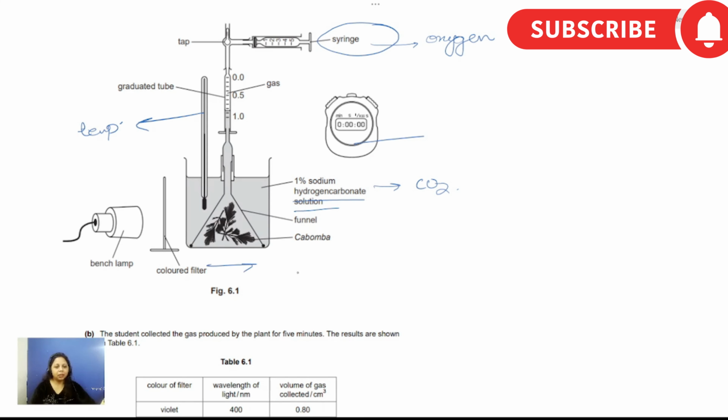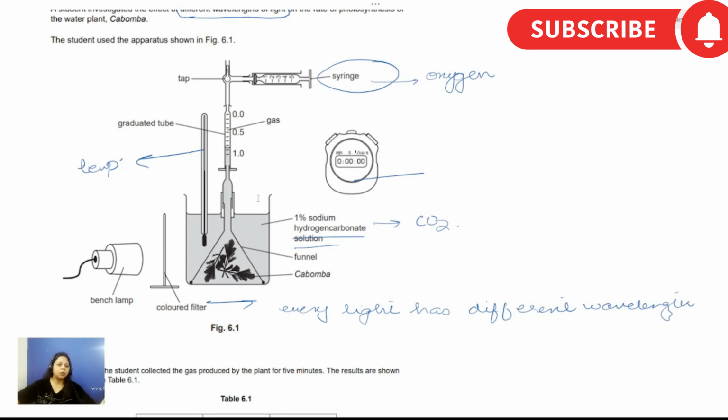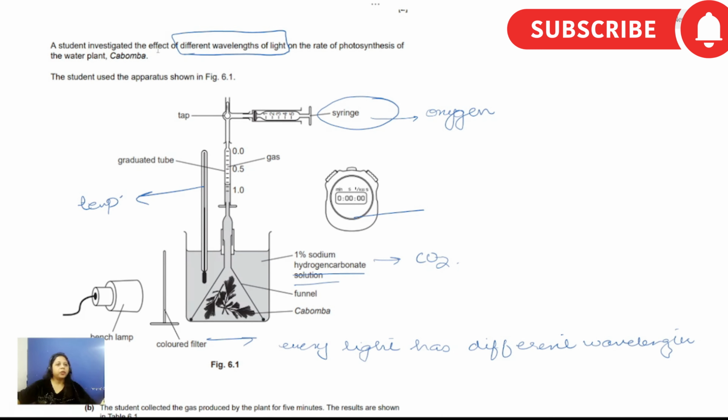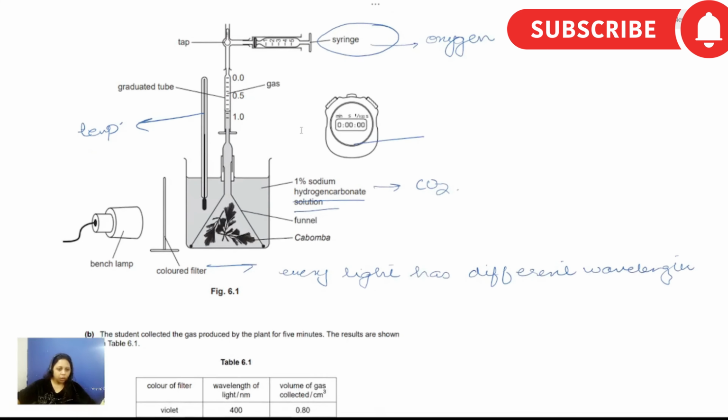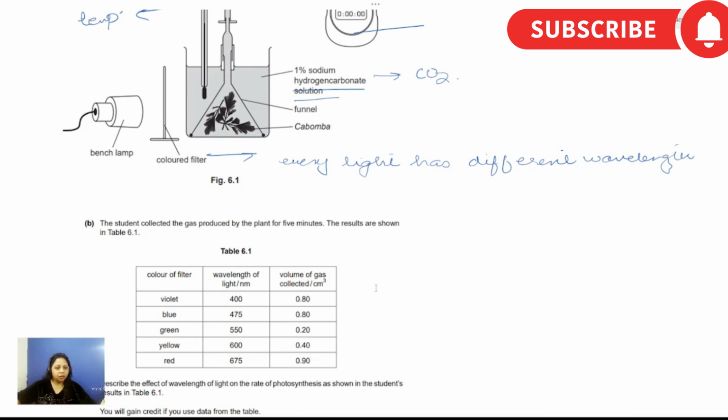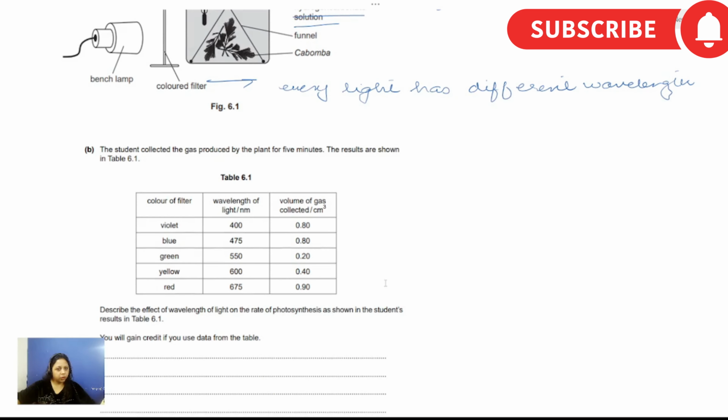And why are we using color filters? Filters. Every light has a different wavelength. So we are checking the effect of wavelength. So the very first thing we must know about any process is why we are using a certain instrument. Here it's written we are investigating the effect of different wavelengths of light. Now the student has gathered this information, like violet light has been used, blue, green, yellow, and red.